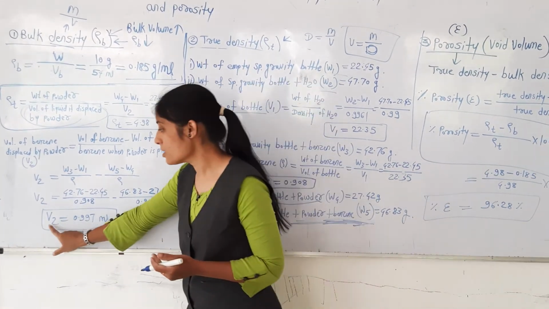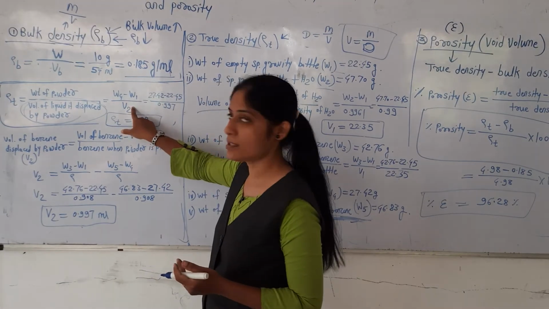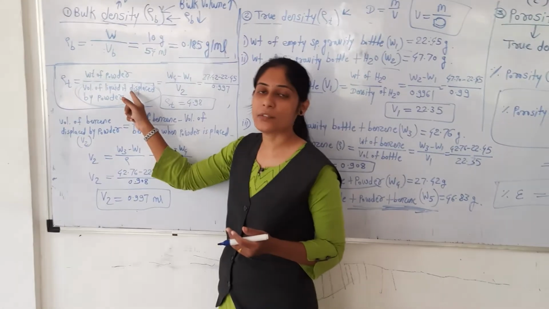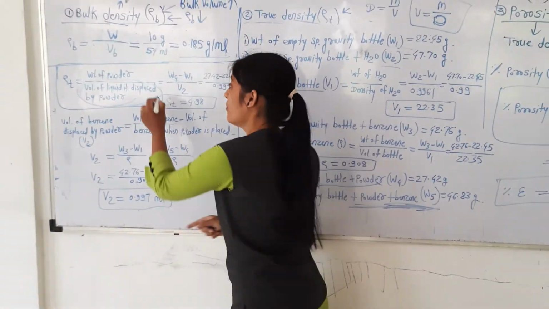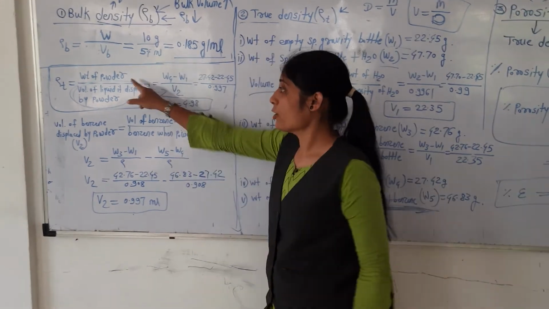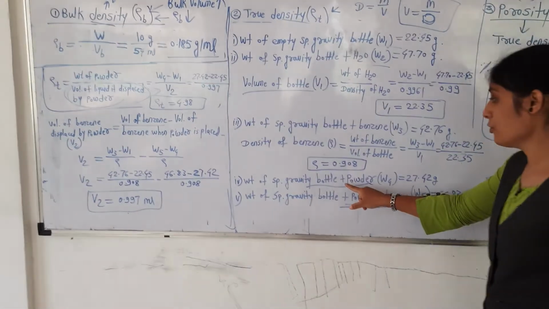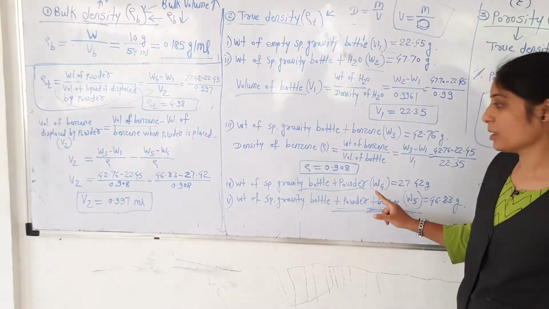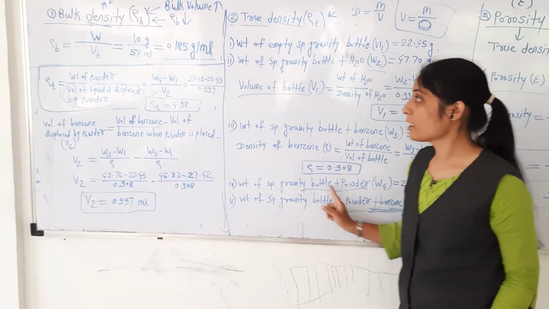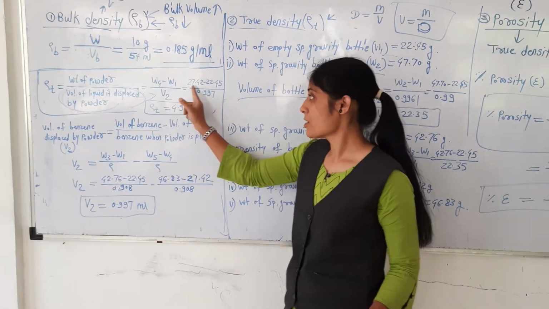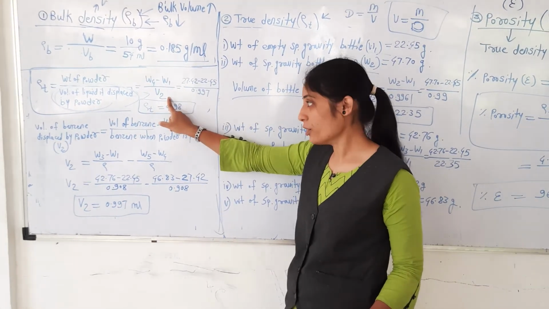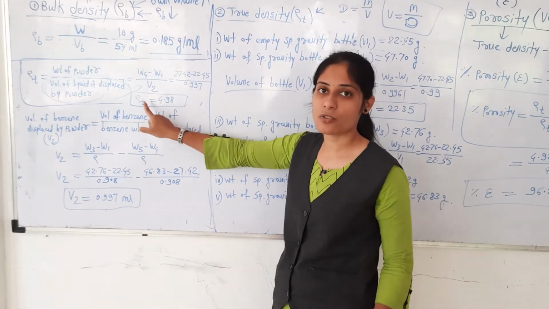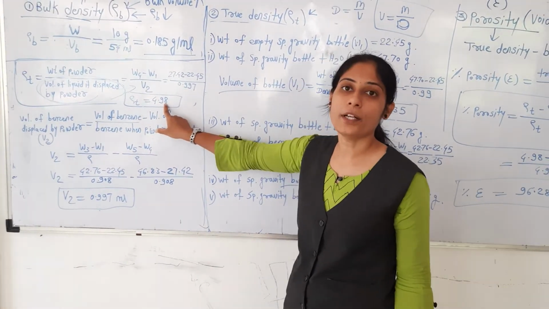So by using this V2 volume value, we put V2 here. The formula of true density is the weight of powder upon the volume of liquid displaced by the powder, and this term is V2. The weight of powder is W4 minus W1: W4 means the specific gravity bottle with powder, and W1 is only the specific gravity bottle weight. When we subtract, the remaining is the weight of powder. So W4 minus W1 upon V2. By using this formula we can determine the true density. The final value of the true density is 4.98.